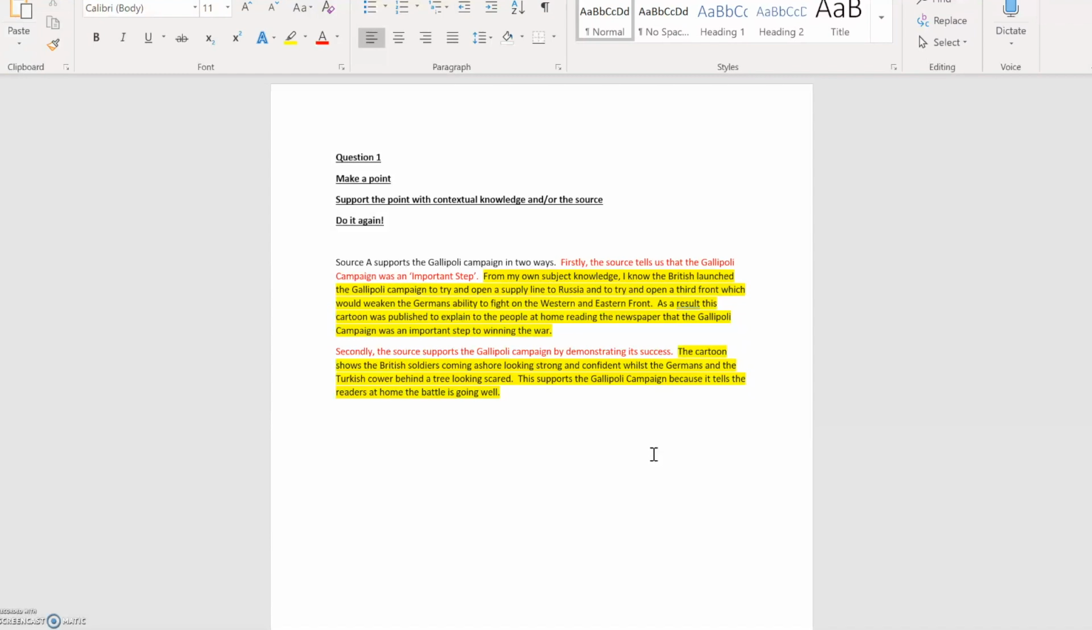So there we have it. 4 marks, 2 very simple things to do there. We've got to make a point, we've then got to support the point with contextual knowledge and or the source. Once we've done that, we simply need to repeat the process.